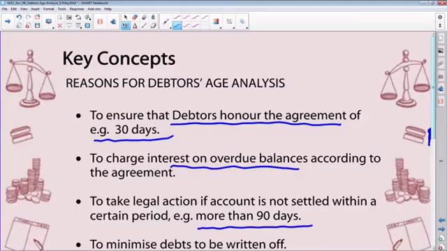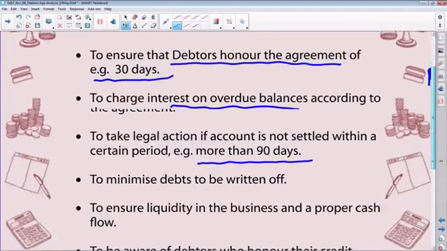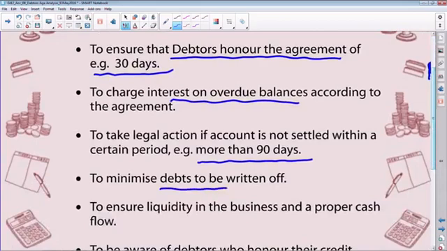To minimize the debts to be written off. Obviously, no business wants to write off bad debts because it's a loss. At this stage in accounting, you know that bad debts is an expense, right? And if you are debiting bad debts, you are losing money. It's affecting the equity of a business. Obviously, no business wants to incur an expense like bad debts.